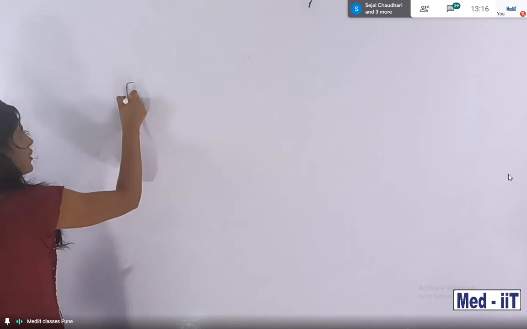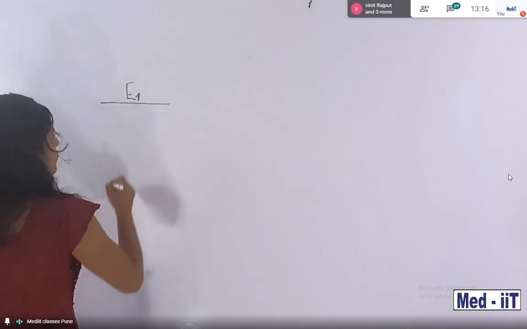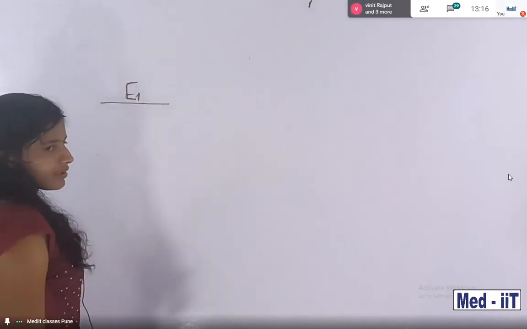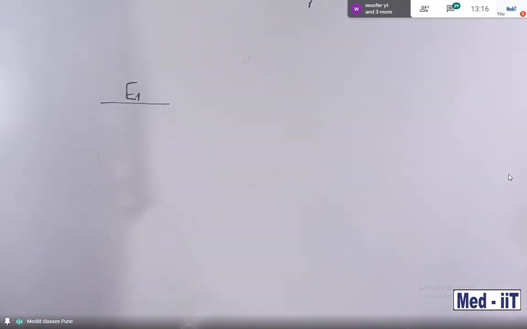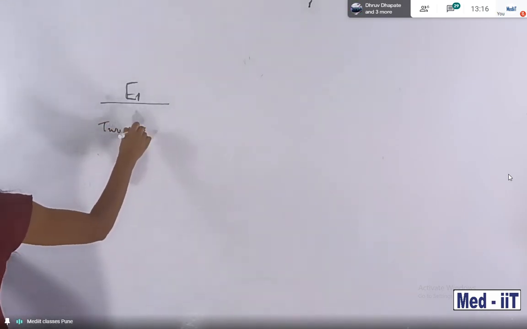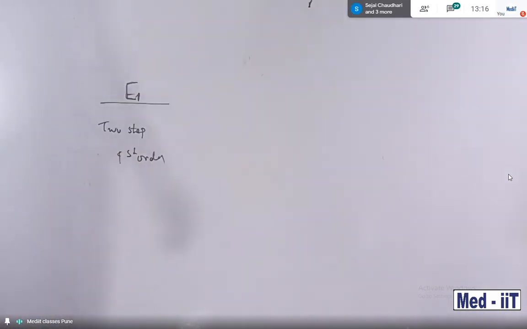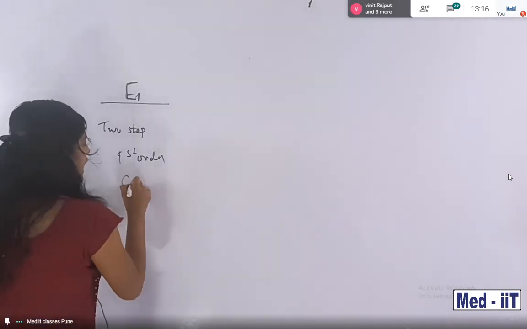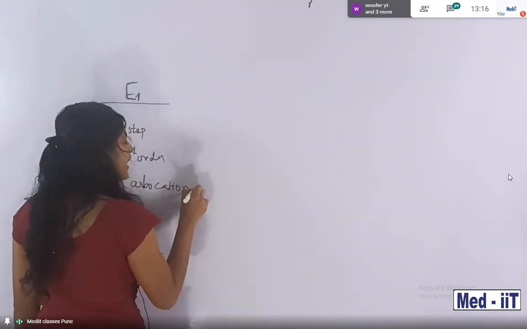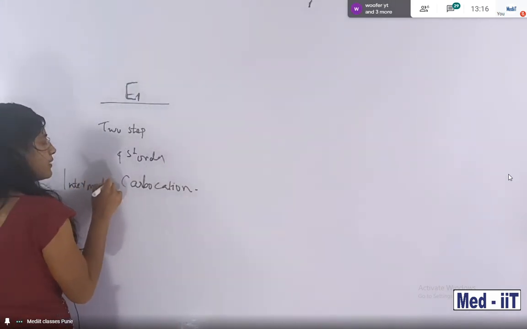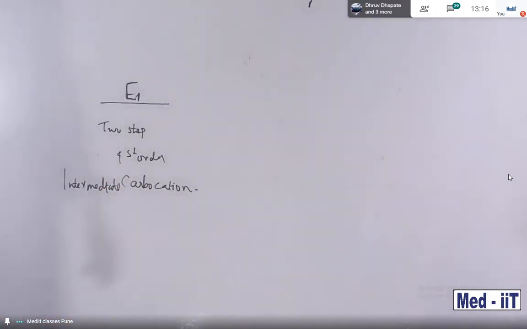Elimination reactions are classified into two, E1 and E2. So E1 elimination is first order, unimolecular. It is a two-step reaction, also first order. The order is first order, two-step. The intermediate is a carbocation. Carbocation is the intermediate.